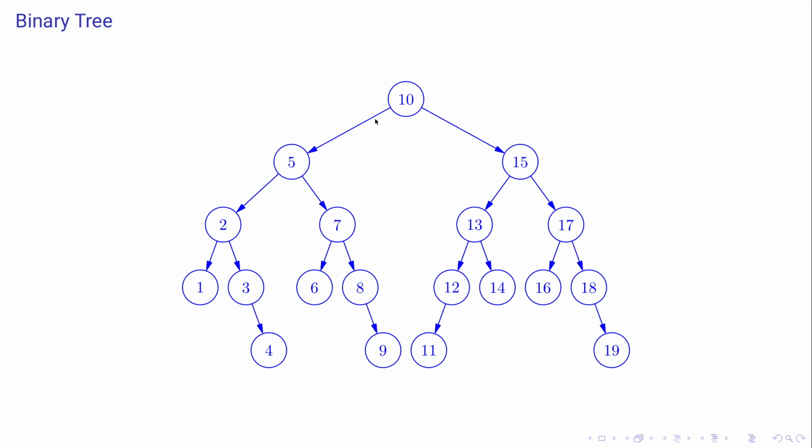For example, 10 will have level 0, 5 will have level 1, 2 will have level 2, 1 will have level 3, and 4 will have level 4. So the depth of the binary tree is 4 in this case.